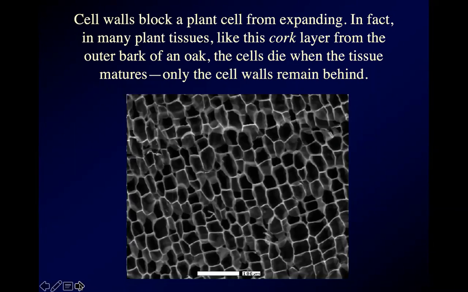So that's just an example of a plant tissue that's functional. It helps keep the plant, protects the plant from like bugs that would bore into it. So it's good for the tree, but when it's mature, it's actually dead. You know, just as your hair and nails are dead.